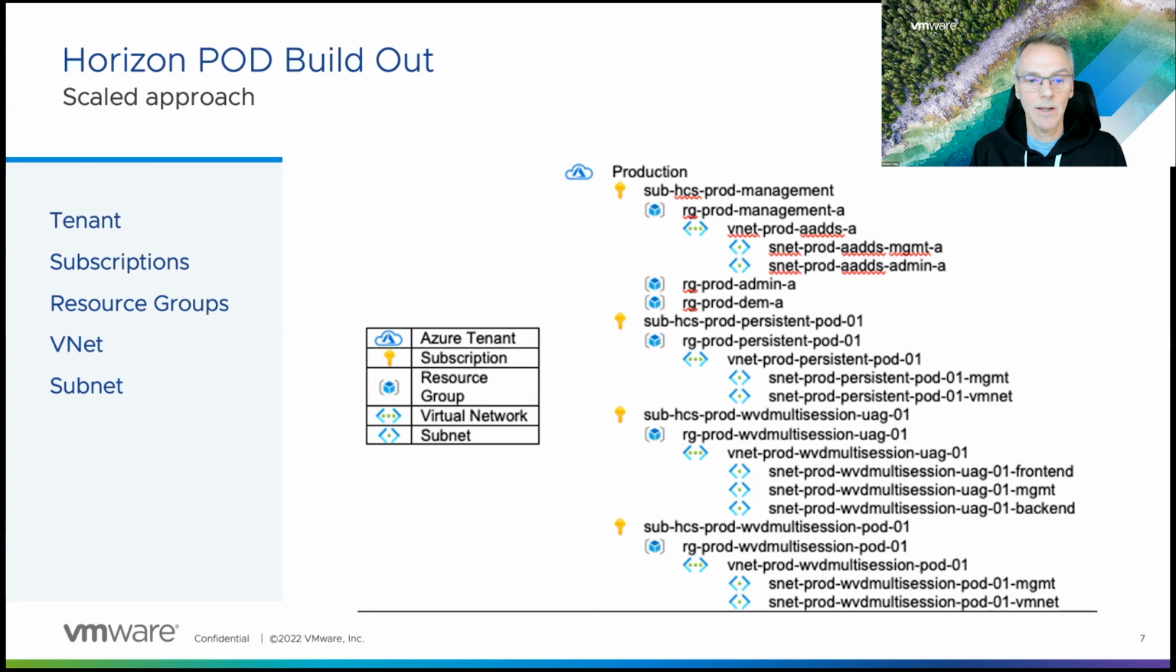So as you can see here, the main considerations are that if you're running up a desktop pool, you need 2 subnets, and when you're running up a UAG pool, you need 3 subnets, and it's purely because of the way that the Horizon Cloud is deployed into the platform.